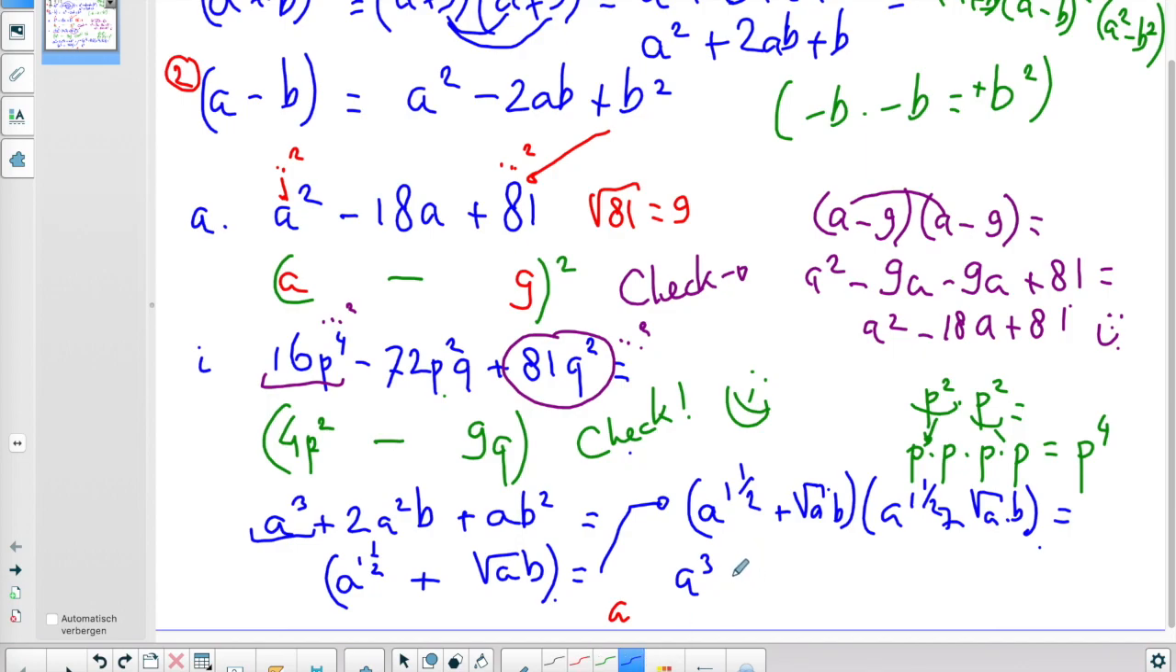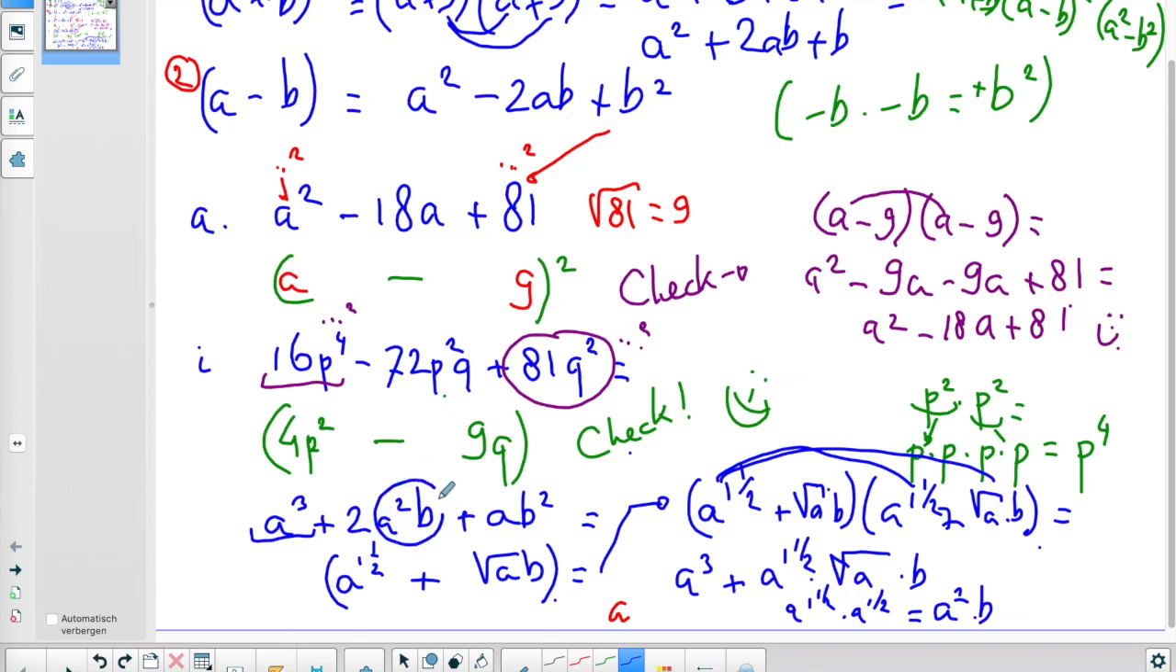So the next one is a to the power of 1.5 times plus a to the power of 1.5 times the square root of a times b. Well, this is a to the power of 1.5 times a to the power of 1/2, yeah, it's going to be a difficult one, is a to the power of 2 times b. And this is exactly what I got over here.